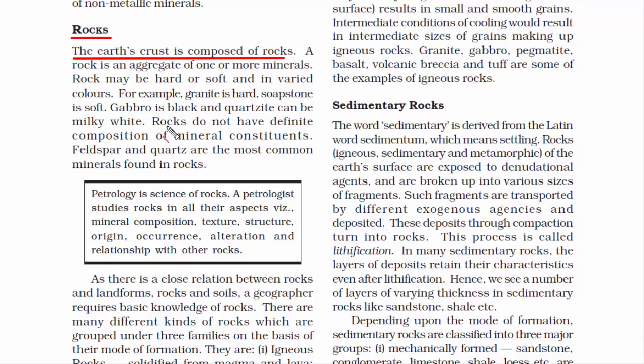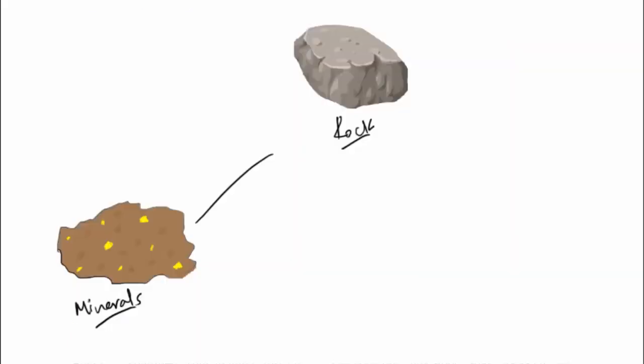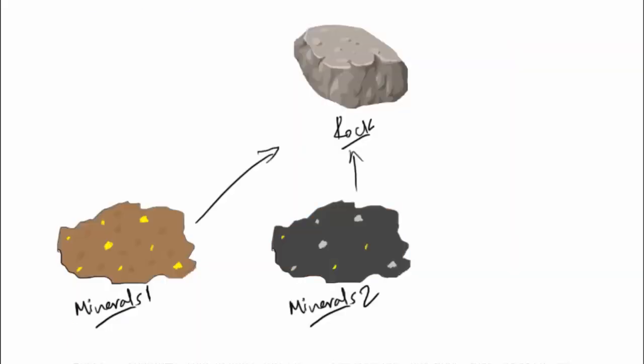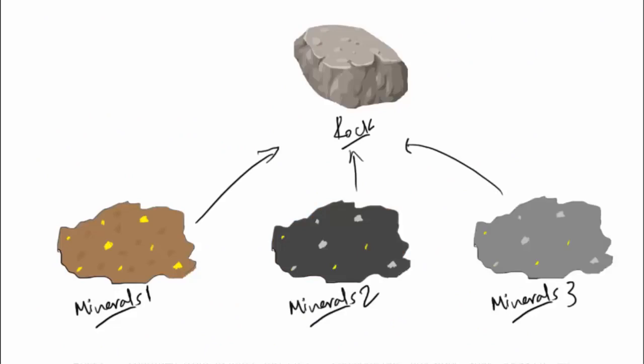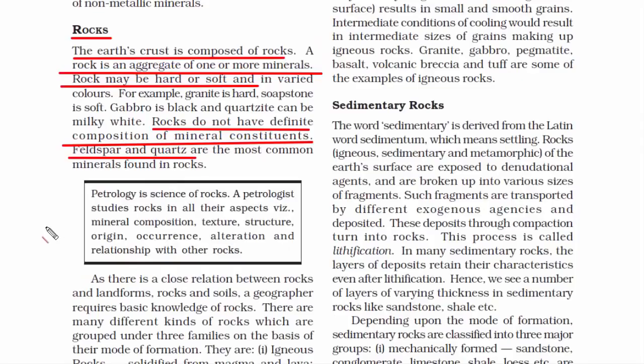Now earlier in this chapter, we have read how minerals are found in rocks. Therefore, it is also reasonable to say that rocks consist of minerals. Rocks are hard as well as soft, and they are also of different color. But one important aspect that you must remember is that a rock does not have one single mineral content. It has a combination of different minerals. Feldspar and quartz are the most common minerals found in rocks. Now, quartz is found in igneous, sedimentary, and metamorphic rocks, while feldspar is found only in granite.